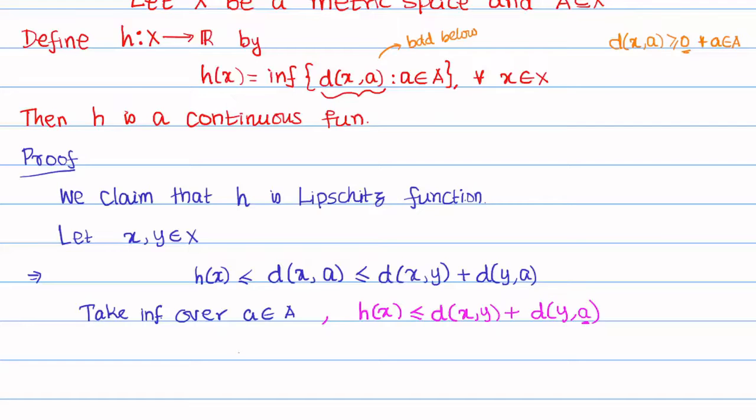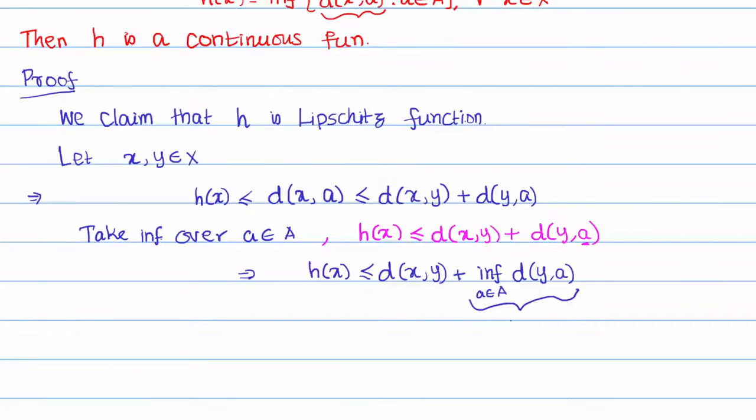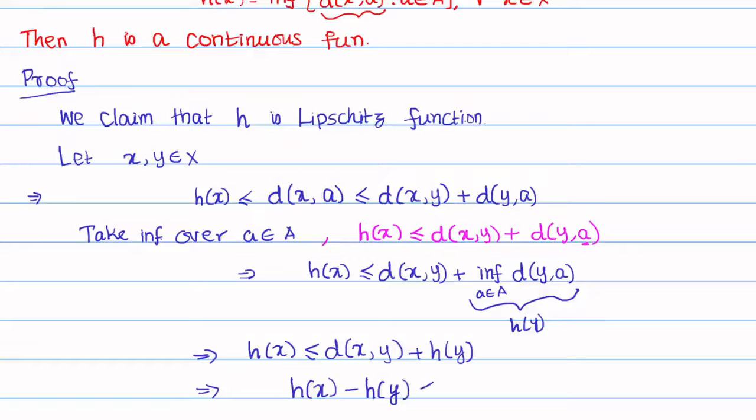So taking the infimum over this, h of x is less than or equal to d of x comma y, which has no a, plus the infimum of the distance between y comma a, where a belongs to capital A. And this is nothing but h of y. So we have proved that h of x is less than or equal to d of x comma y plus h of y. That is, h of x minus h of y is less than or equal to the distance between x comma y.